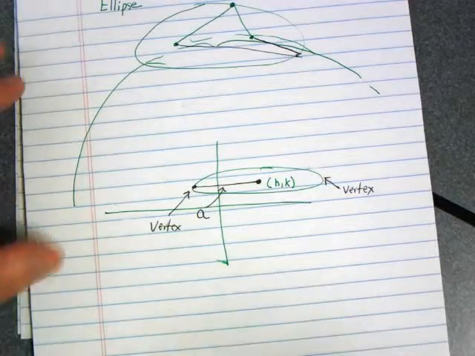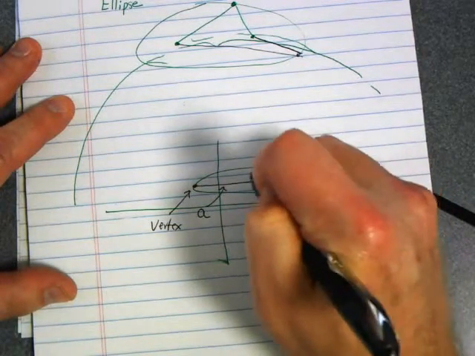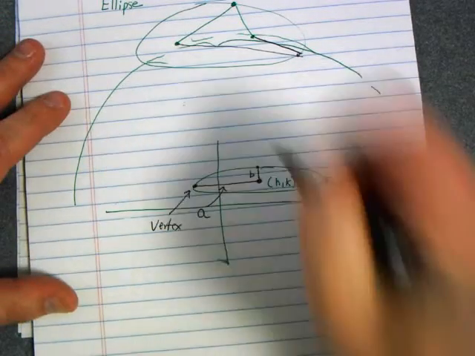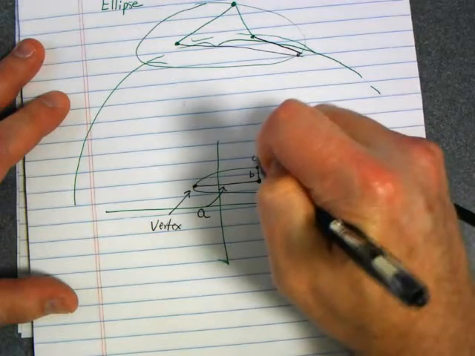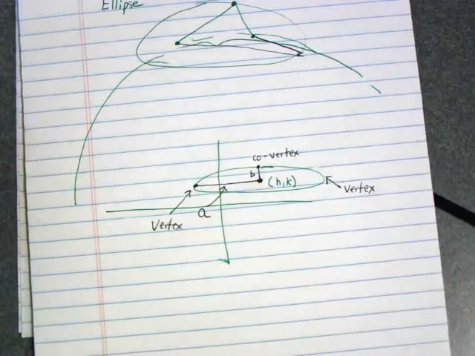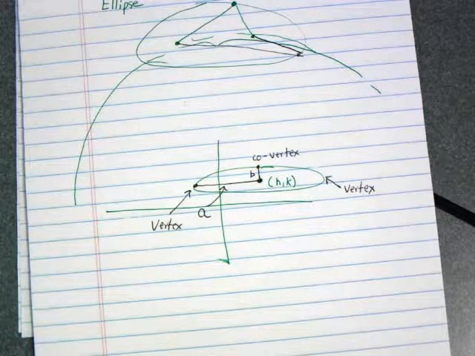All right, so Seth asked, what about this one here? If you go from here to here, that distance is called B. And this point right here is called a covertex. So we have 2 covertices, one at the top, one at the bottom.